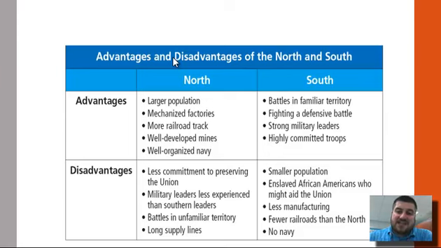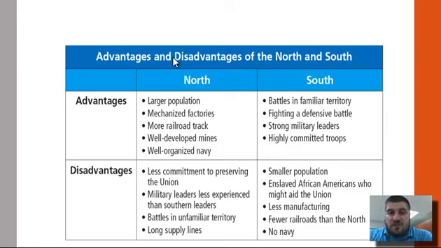So the advantages and disadvantages in the Civil War. Basically, the North's advantages are the South's disadvantages, and the South's advantages are the North's disadvantages. The North, they have a large population, they're wealthier, they have mechanized factories, more railroad, a well-organized navy. The South does not have a navy. They have a smaller population. They have enslaved African Americans that might aid the Union, and they cannot manufacture a lot of materials.